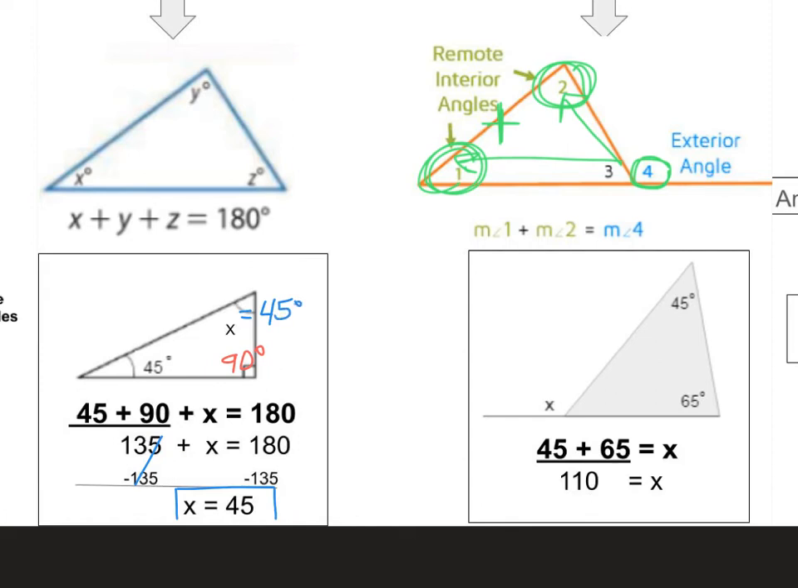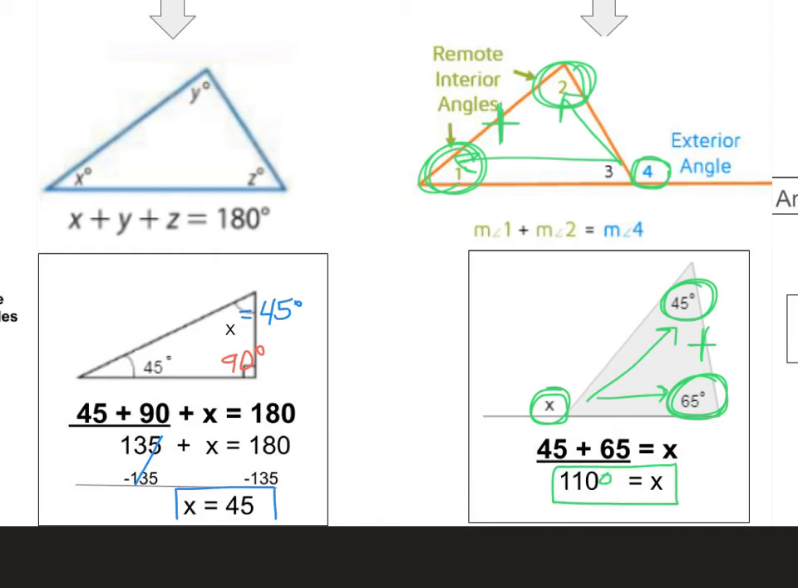Now for the next one, we have the remote interior, the exterior angle problem. For this one, we're going to take these two, opposite of the exterior, and add those two together. You can see right here, I have 45 plus 65. When I add those two together, it will equal my exterior angle. So 45 plus 65 is 110. So my missing angle measure is 110 degrees.